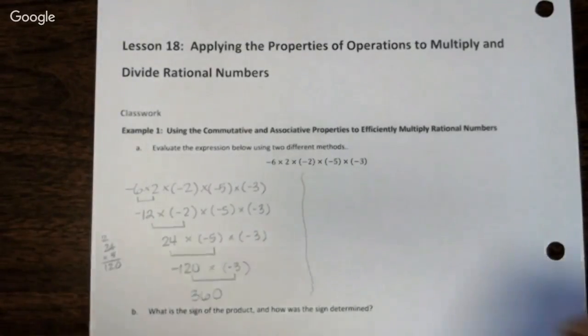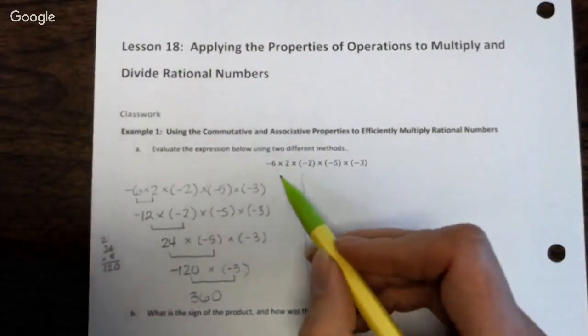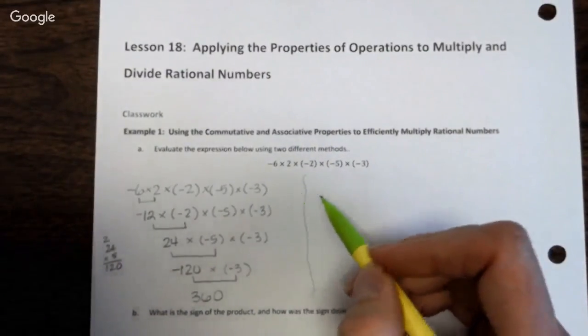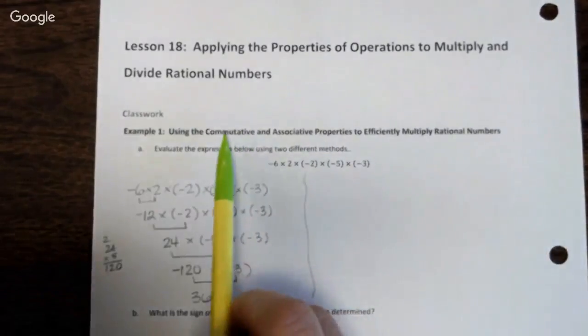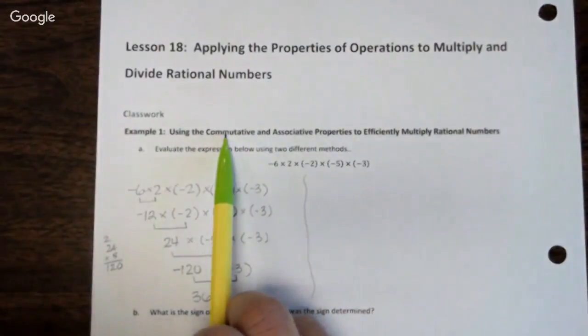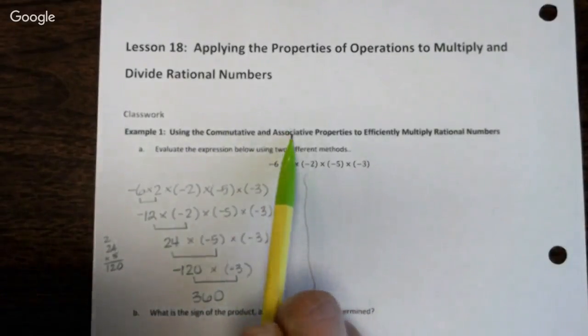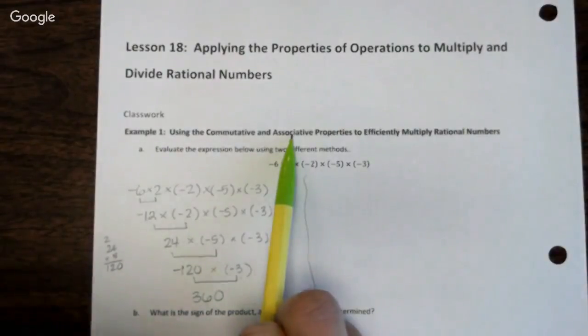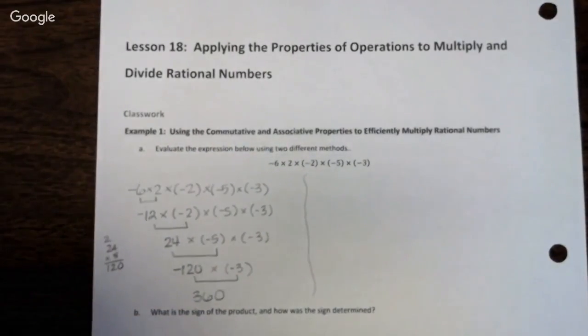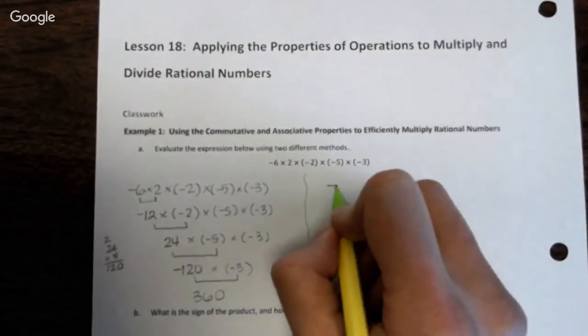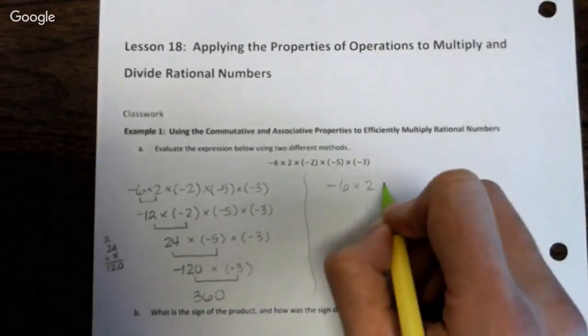Now, we could use our properties to actually make this a little bit easier on ourselves. Remember, the commutative property simply says that we can change the order of the numbers, and it will not affect our answer. And the associative property says that we can group them in any way that we would like that would help us to answer this. So I'm going to copy the problem down again.